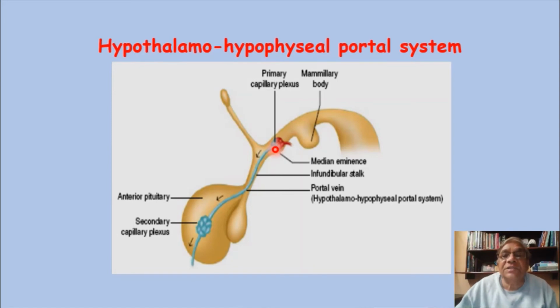it is called the hypothalamo-hypophyseal portal system because one of the capillary plexuses, the primary, is in the hypothalamus, at the median eminence, which is part of the hypothalamus at the floor of the third ventricle. So it is in the hypothalamus, and the secondary plexus is in the hypophysis cerebri, that is the pituitary gland. So it is called the hypothalamo-hypophyseal portal system.